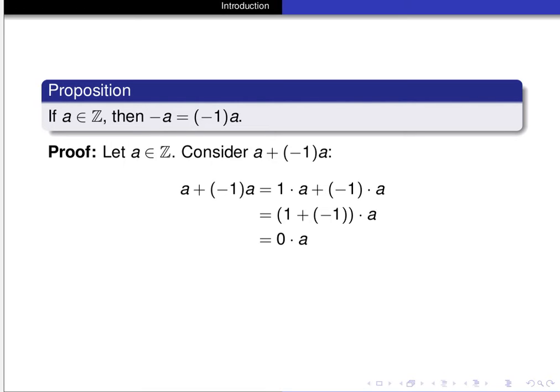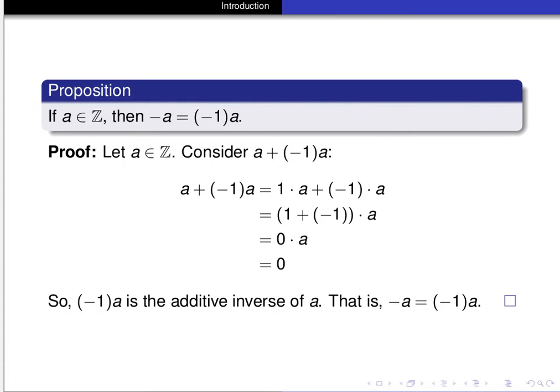And then by our previous proposition, from the previous video, we know that 0 times anything is 0, so a plus negative 1 times a is 0. And that exactly means that negative 1 times a has to be the additive inverse of a. So negative 1 times a is the additive inverse of a according to that addition equation that it satisfies. So that means that minus a is equal to negative 1 times a.